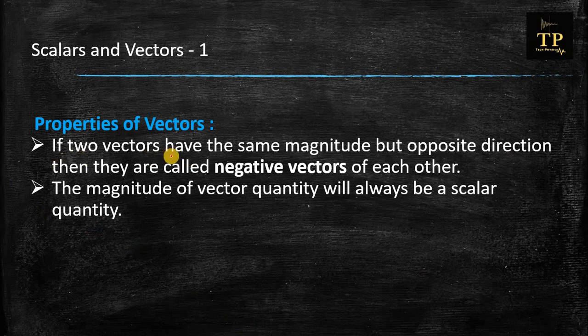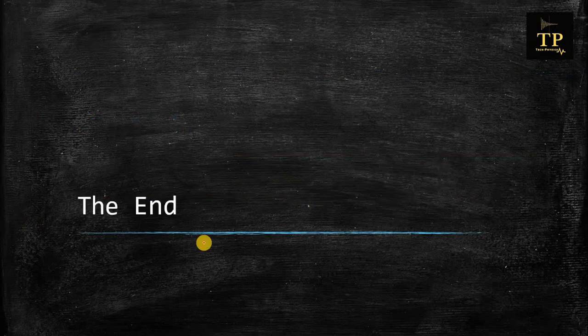If two vectors have the same magnitude but the directions are opposite, then they will be called negative vectors. And finally, the magnitude of a vector quantity will always be a scalar quantity. Always remember that the magnitude of a vector quantity will always be a scalar quantity. So this is all for today.